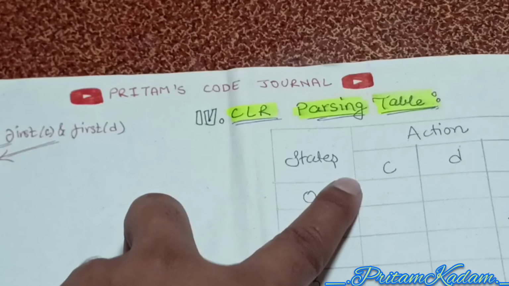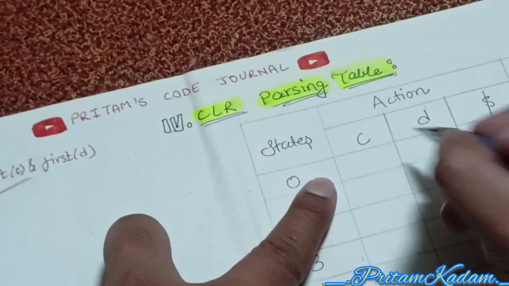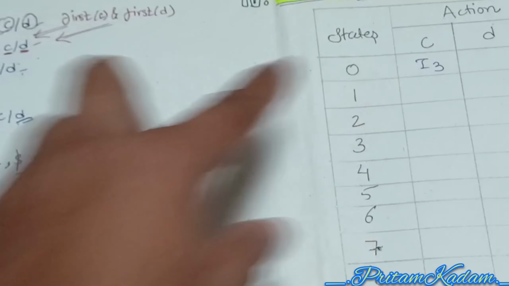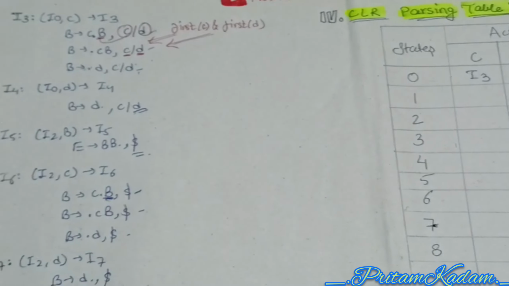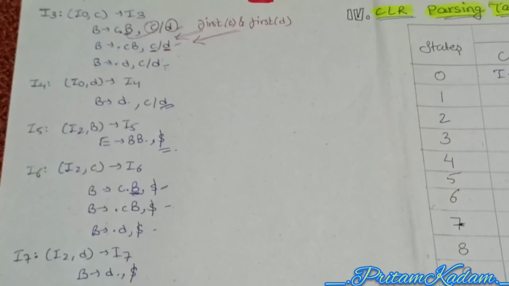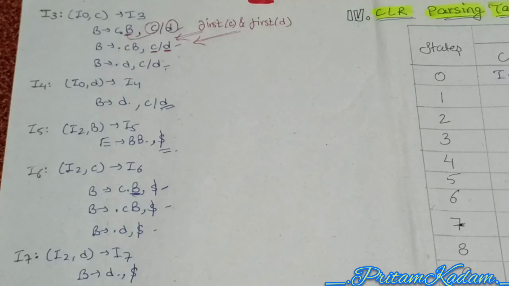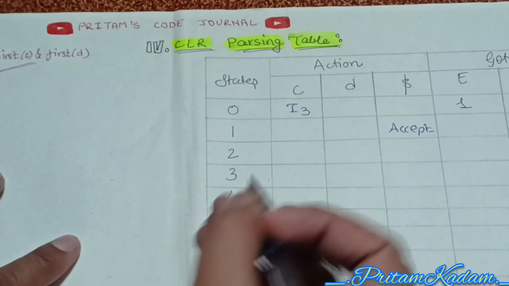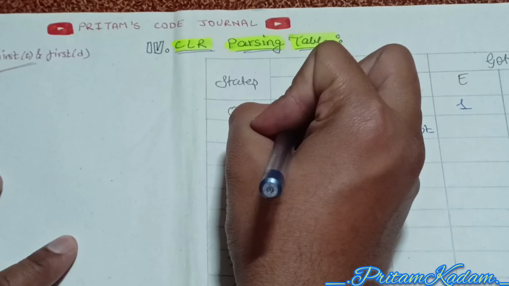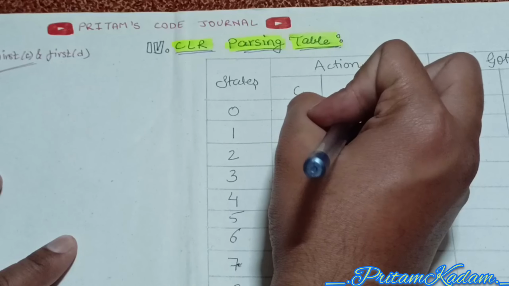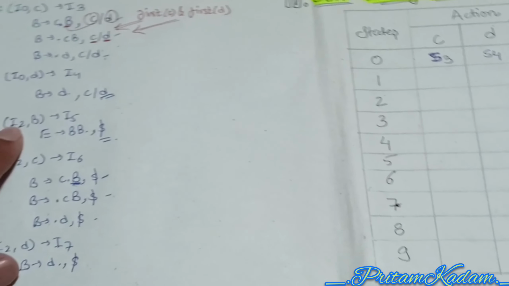I0 on C gave me I3. Okay, I0 on C gave me I3. So I will just write S3 over here. Okay, now I0 on D gave me I4. Okay, so I will write S4 under the D part in I0. So 0 under D I will write S4. Okay, I mistakenly wrote I3 which was supposed to be S3. Okay, now let us proceed ahead.